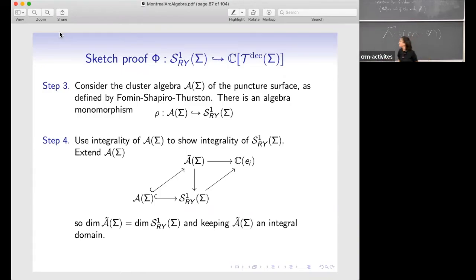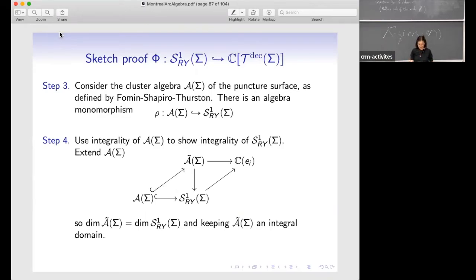I'm puzzled by that equality of dimensions. I mean, aren't these infinite dimensional? No, not as algebras. They're finite dimensional algebras. That's right. Finite dimension in the algebraic geometry sense, Krull dimension. Pardon? Krull dimension. Yes, Krull dimension. That's right. Okay. Thank you.